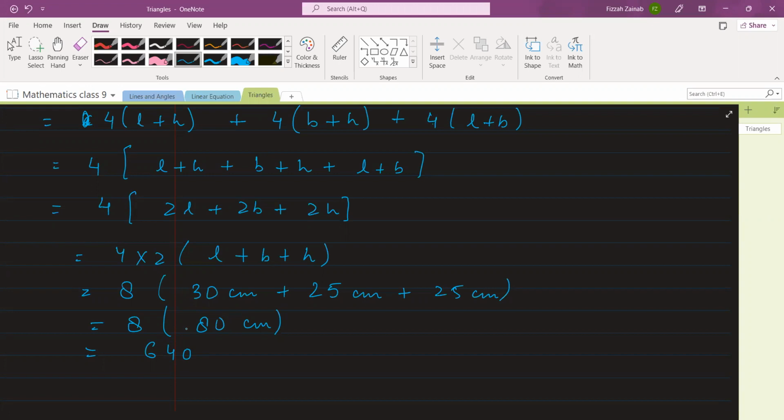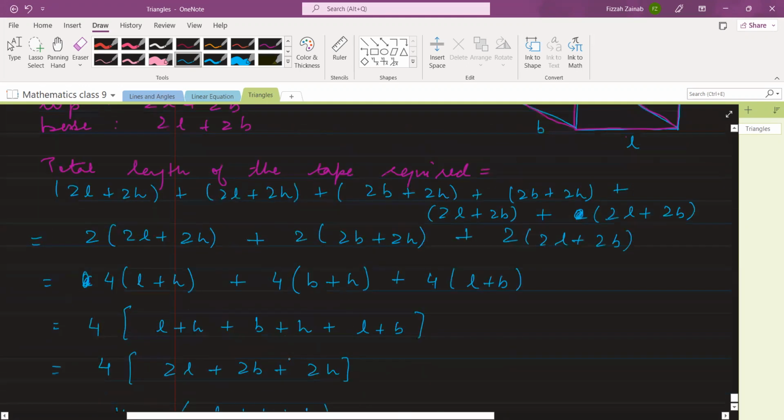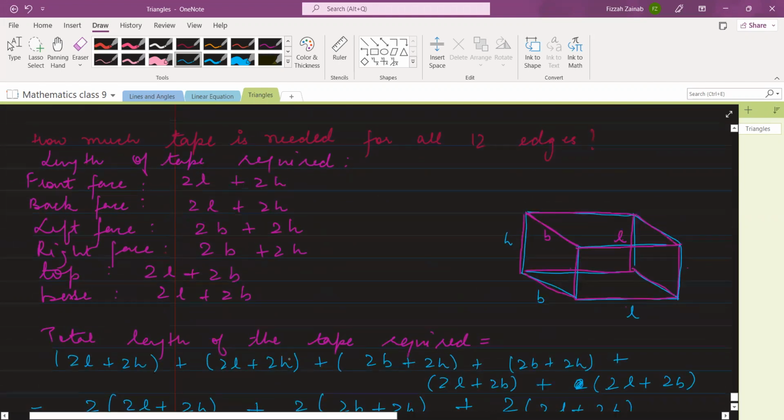What is the answer at the back of NCERT? Can you tell me that? Yes, ma'am. 320 centimeter of tape. 320. Okay, I have got my mistake. There is one mistake I have done here.